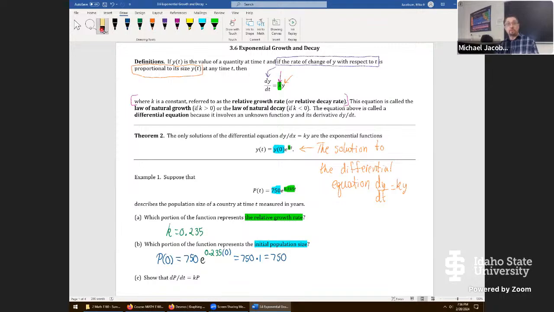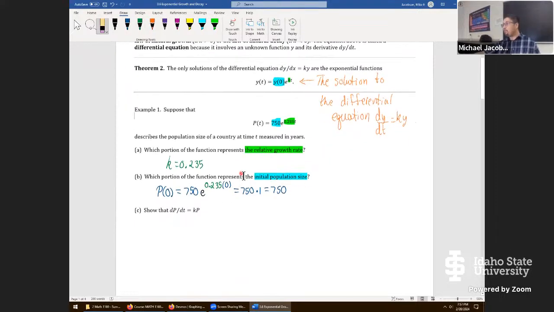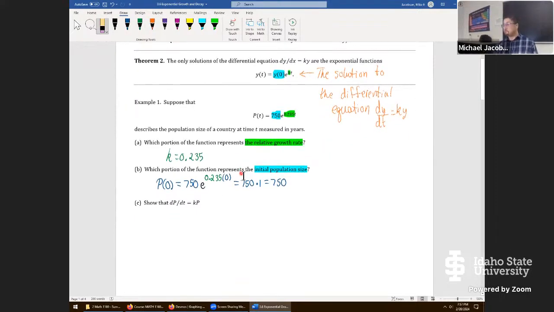So those are the two major things we'd want to track whenever we're dealing with an exponential function. We need the growth rate or decay rate, that's the k value, and we need an initial size, that's the P of 0 or P naught value. Well, any questions so far, folks, at the moment?